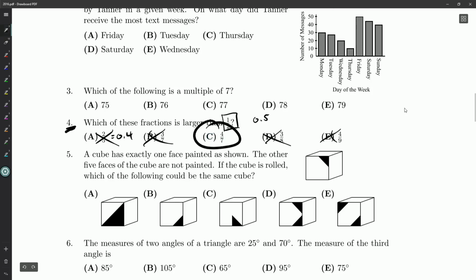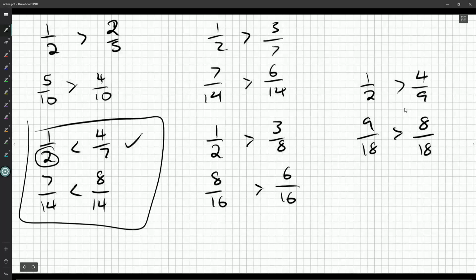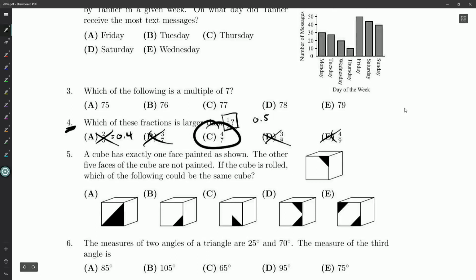4/7 is bigger than 1/2. So you could drop them down with decimal places. If you had a calculator, you wanted to do some long division, that would be fine. Or you can do common denominators, compare them that way. Or you can just try and reason it out for yourself. But there we go, and C is going to be our answer to question number 4.